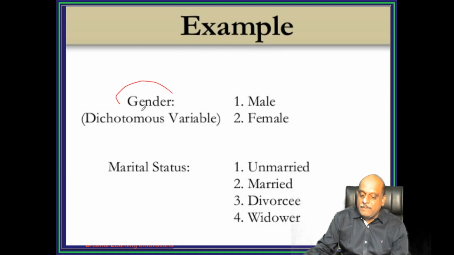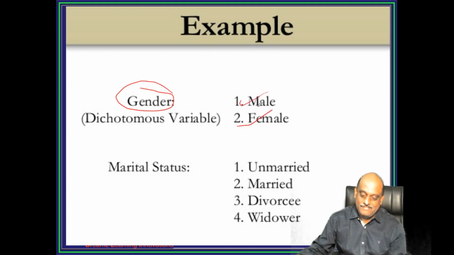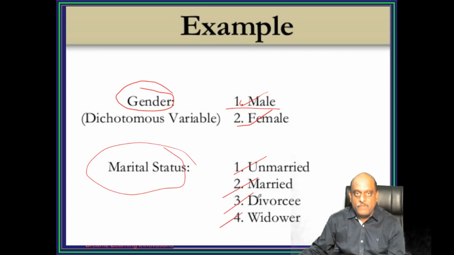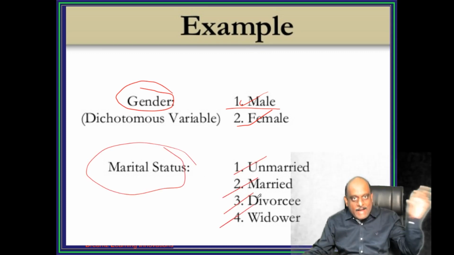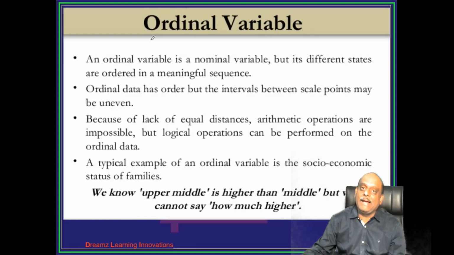Now the best example is gender. Male, female. Nominal data. Similarly, marital status. Unmarried, married, divorced, widower. There are different categories. That's a point you need to remember.